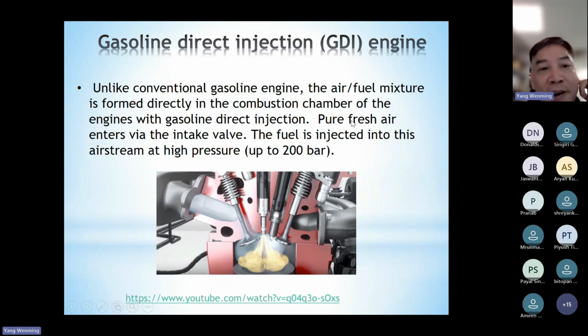Okay, so here we show you the gasoline direct injection. Only pure fresh air will enter the engine through the intake valve, correct? And the fuel injection pressure is also much higher than in traditional gas engines. For example, the fuel injection pressure is about 200 bar, but in conventional gas engines, the fuel injection pressure is only a few bar, 3 bar or 4 bar. So again, let me show you another video to show you how direct gasoline injection engines work.